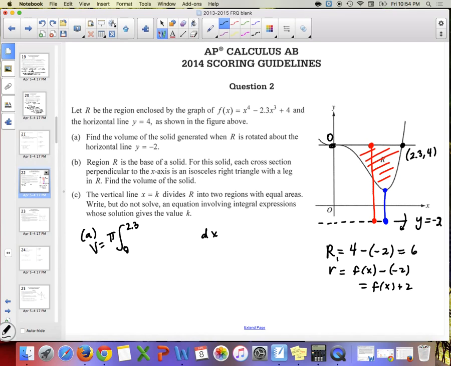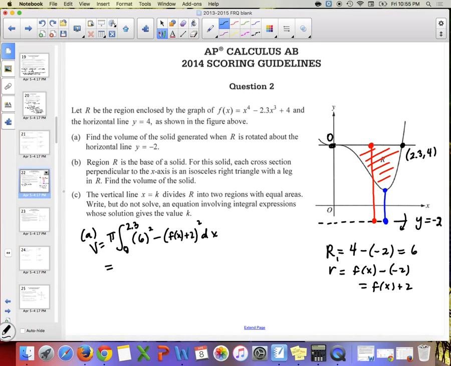And you can call this R1 because, you know, we talked about R, the region, in the original. Whatever you want to do. So I'm going to have my big R squared, so 6 squared, minus the little r squared, f of x plus 2 squared. Don't forget the squares. A lot of people forget that.